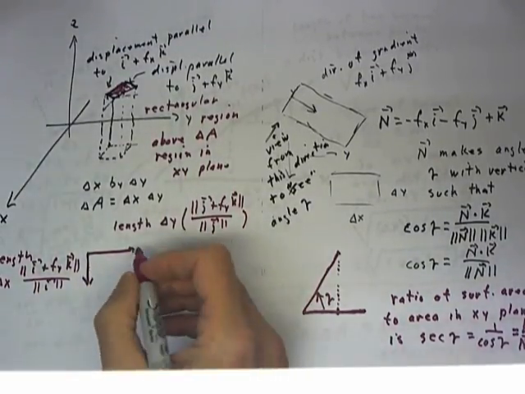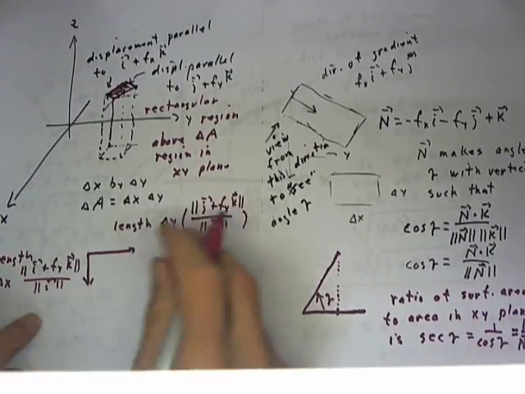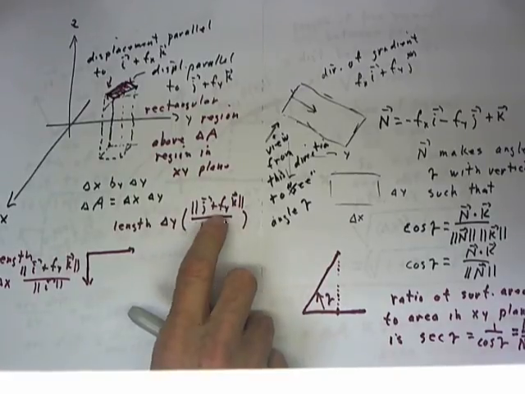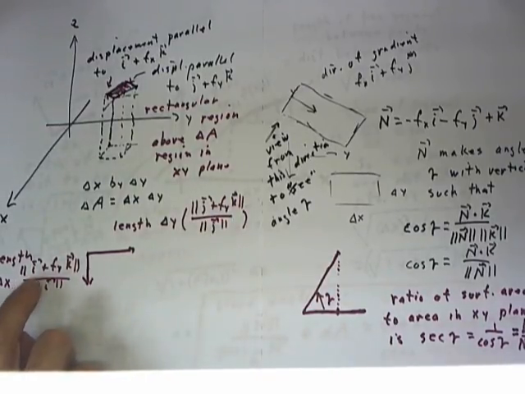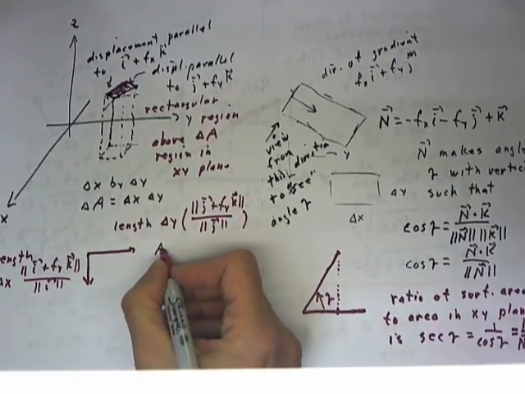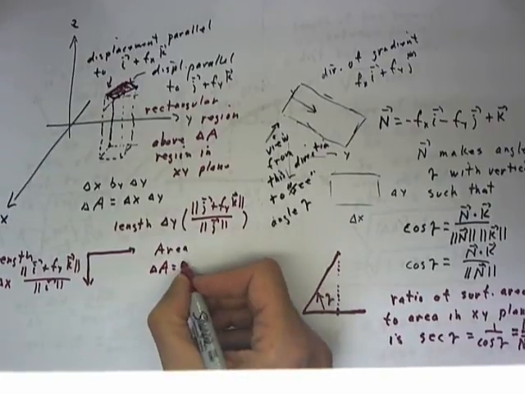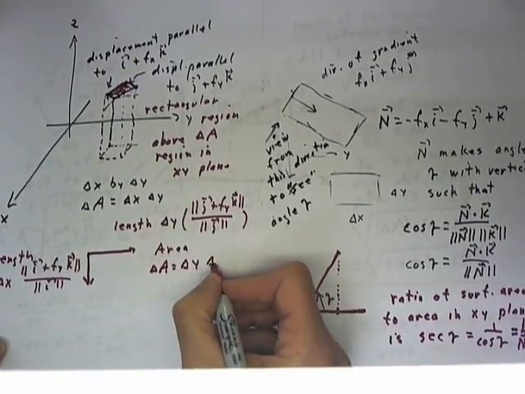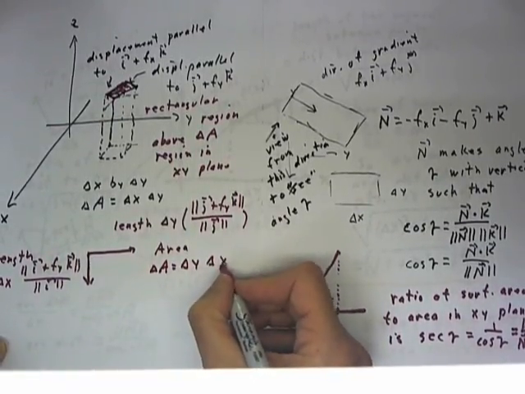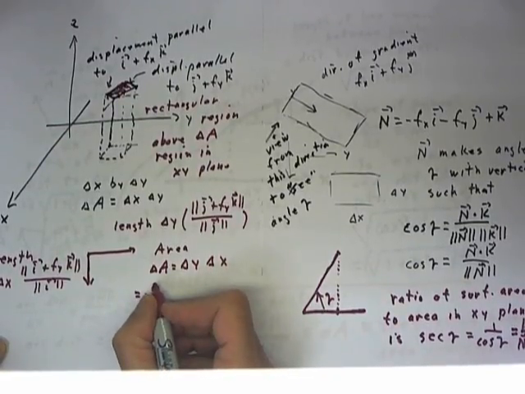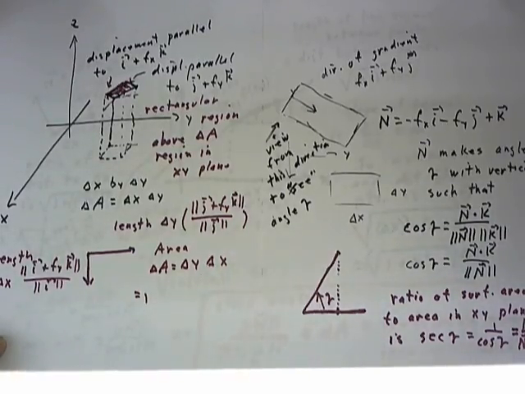Now, if we calculate the ratio of the magnitudes, the ratio here is going to be 1 plus Fy squared. The ratio here is going to be 1 plus Fx squared. So that I'm going to get area delta A equal delta X, delta Y, well, delta Y, delta X, equals the square root, and not equal.